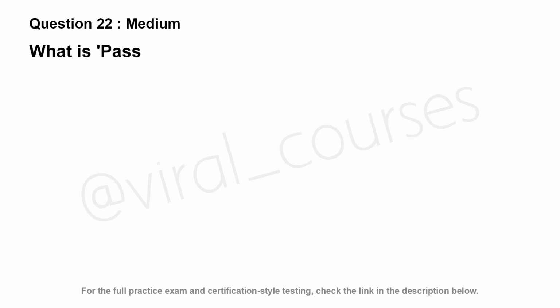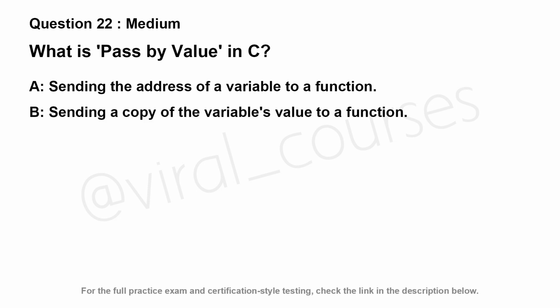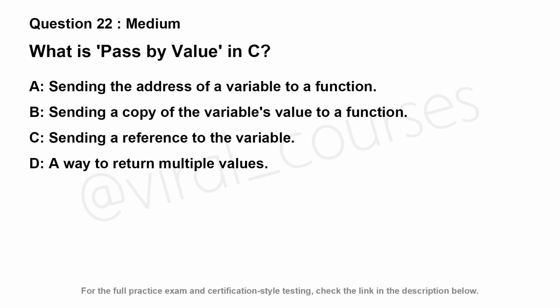What is pass by value in C? Option A, sending the address of a variable to a function. Option B, sending a copy of the variable's value to a function. Option C, sending a reference to the variable. Option D, a way to return multiple values.